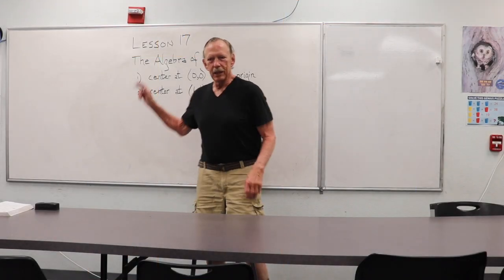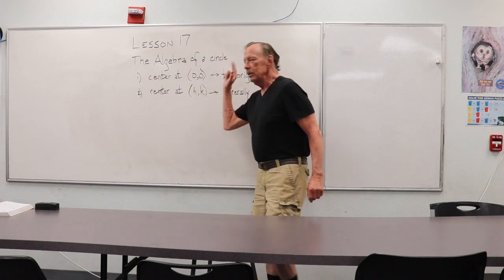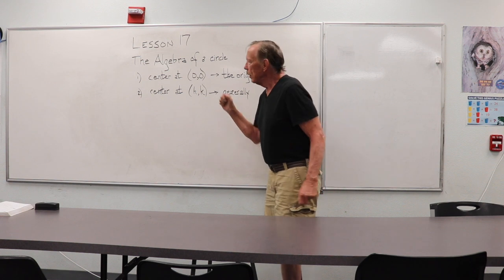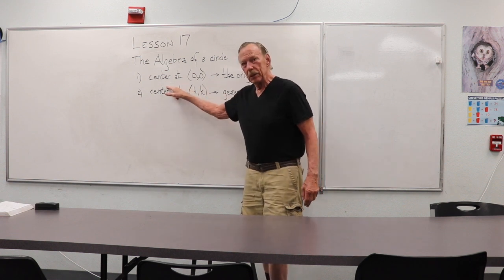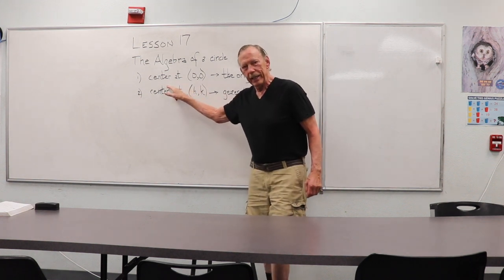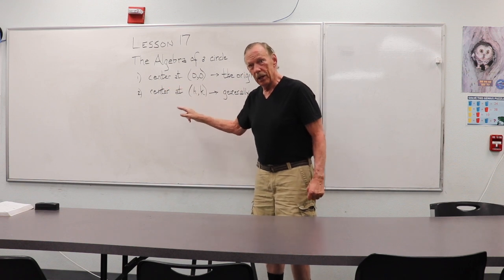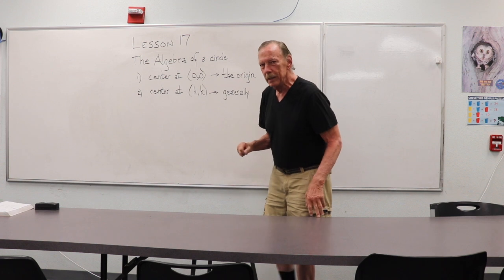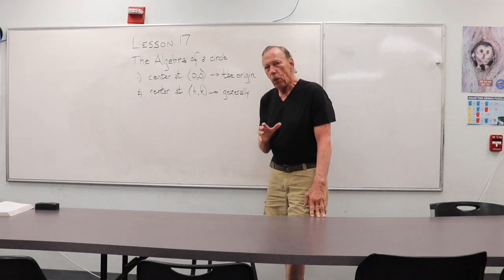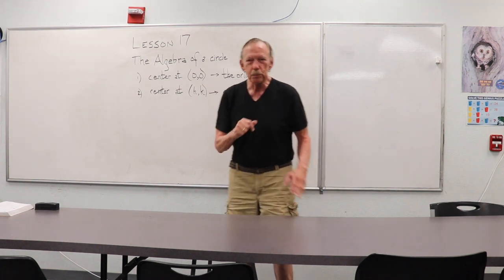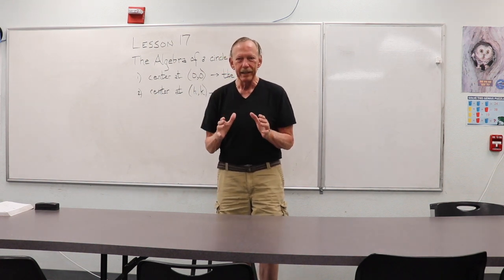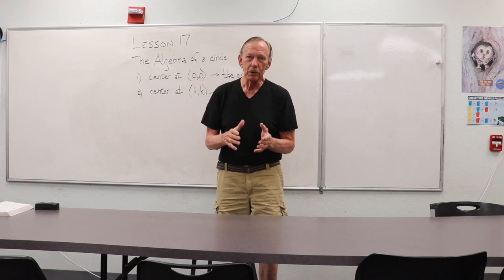Today's lesson, lesson 17, talks about the algebra of a circle. We're going to look at a circle centered at the origin, and we're going to look at the general case where the center doesn't have to be at the origin. We're going to learn the equation for a circle, but most important to you today is you're going to learn why it is the equation for a circle.